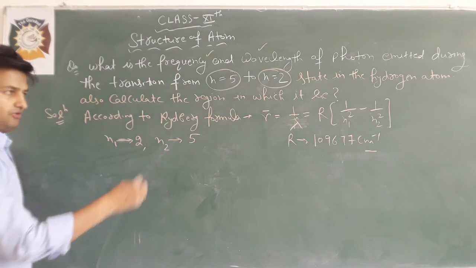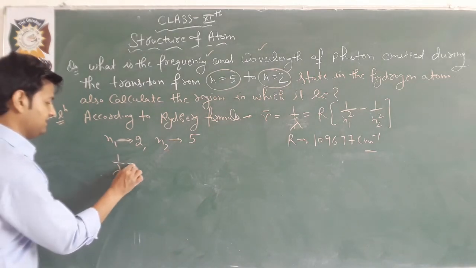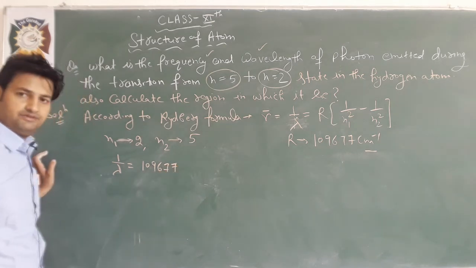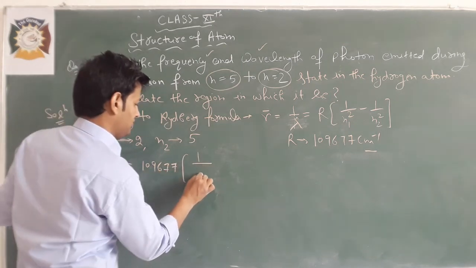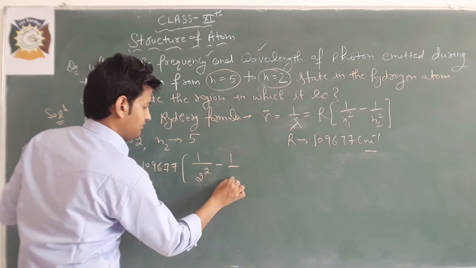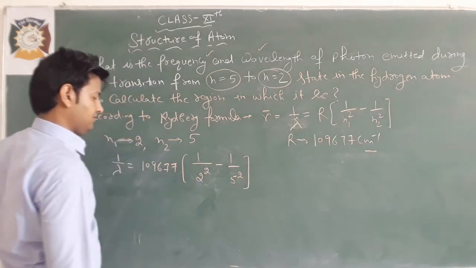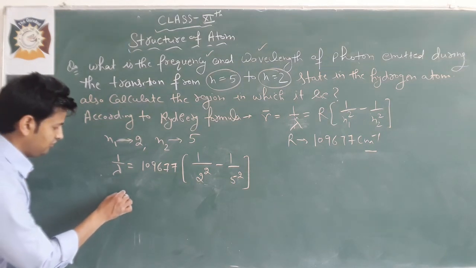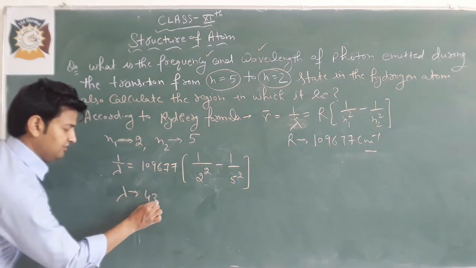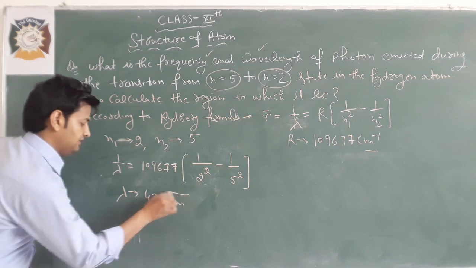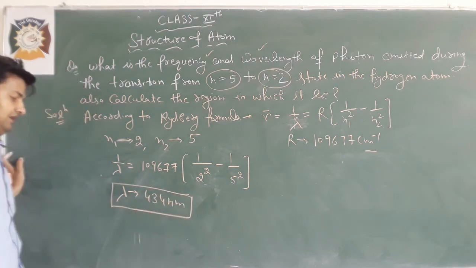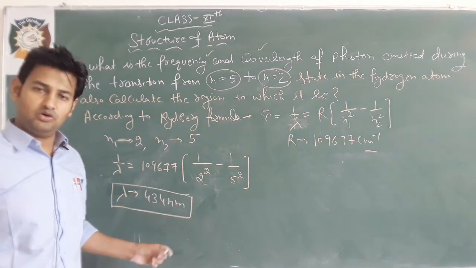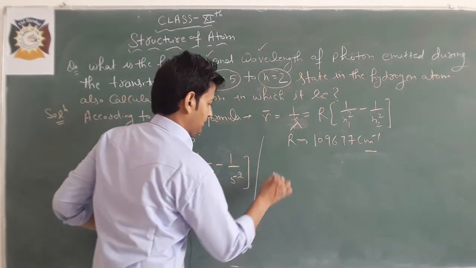Put in the formula. Then 1 by lambda is equal to 109677 into 1 over 2 square minus 1 over 5 square. Then from here we can calculate it. So lambda comes out to be 434 nanometer. When you solve it, you will get the wavelength as 434 nanometer. You can solve it. Then you can also calculate the frequency.